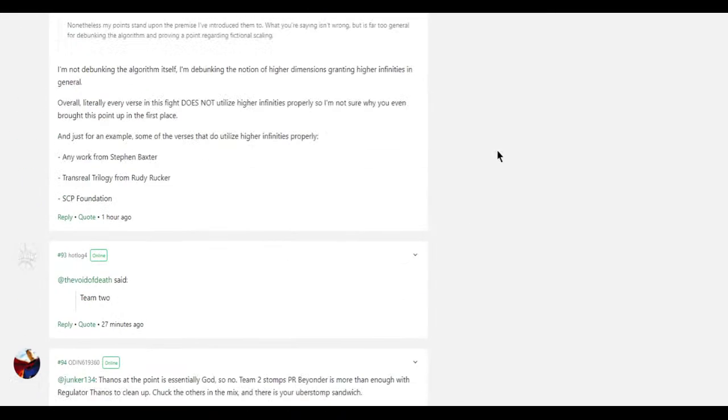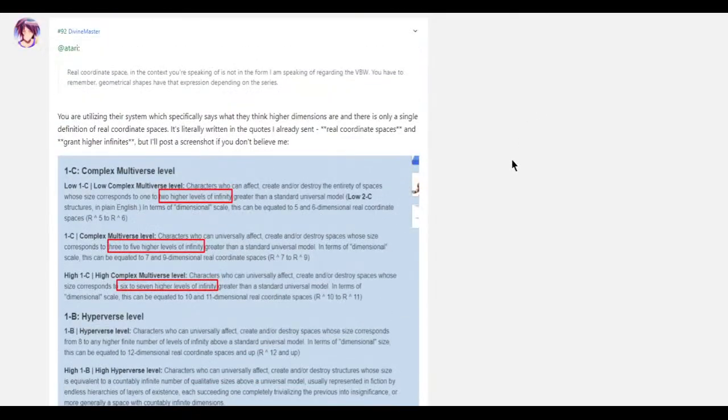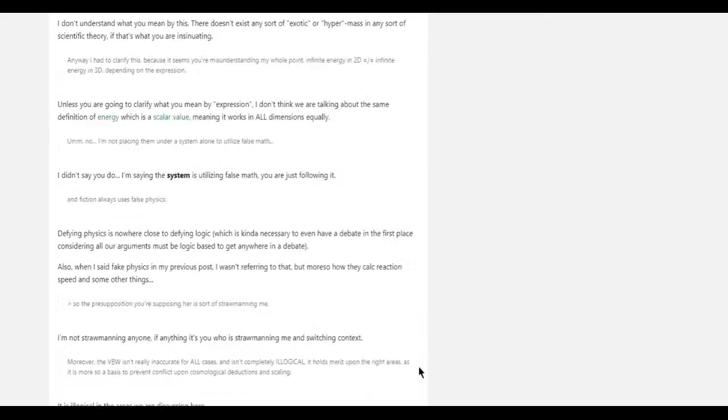And the reason I'm saying that is because if you read here, they say characters who can affect and destroy the entirety of spaces whose correspondence is two higher levels of infinity greater. In terms of dimensional scale, this can be equated, okay? This can be equated to 5 in 6-dimensional real coordinate spaces.